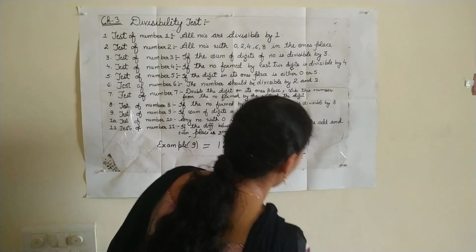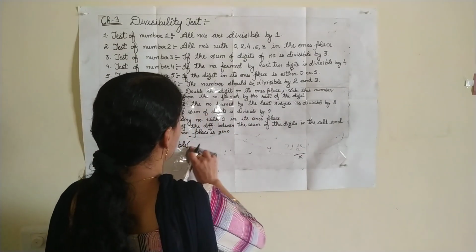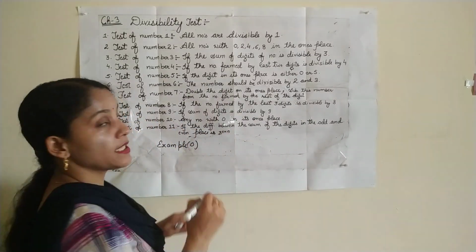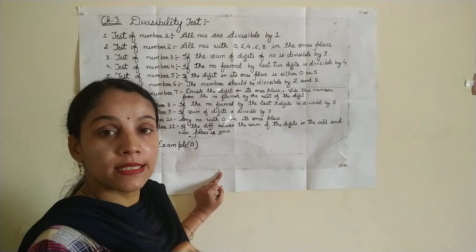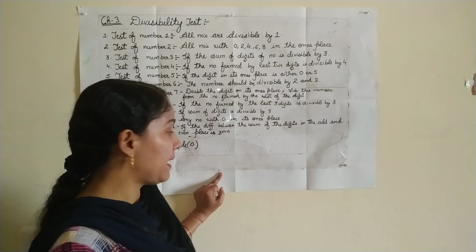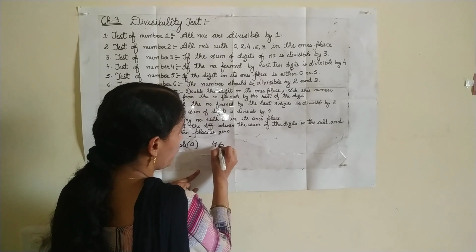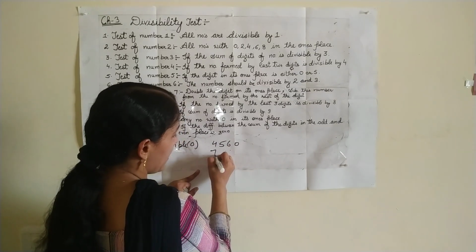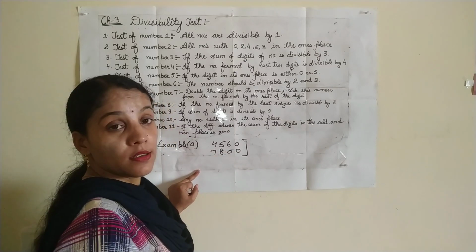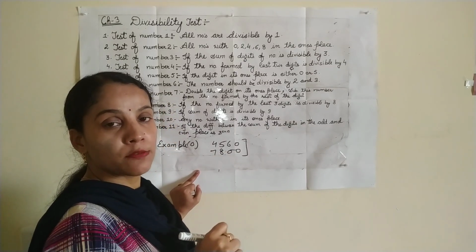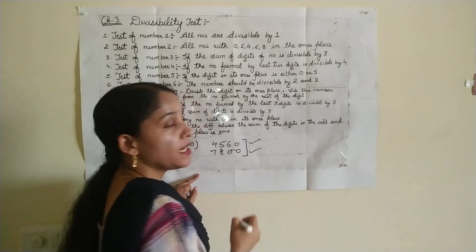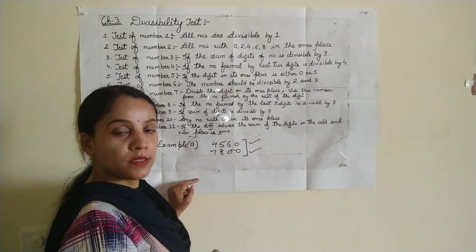The next rule is for number 10. That is simple. If the digit on the ones place is 0, that means that number is divisible by 10. For example, 4560 and 7800. Both numbers have 0 on their ones place. That means both numbers are divisible by 10.